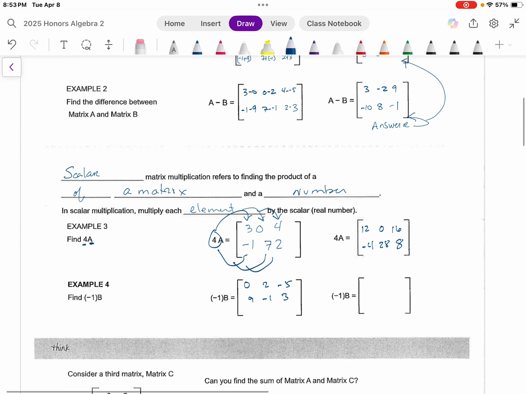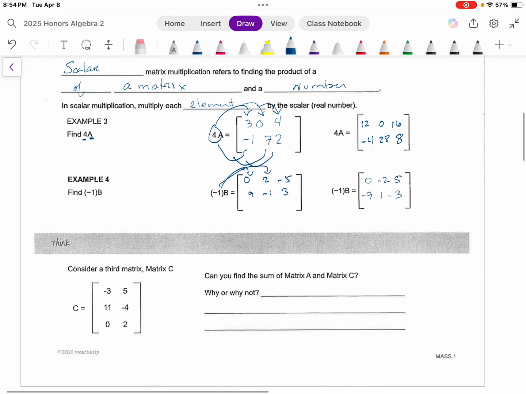All right, so now on this one, I'm multiplying -1 into each element. So 0 times -1 is 0. -1 times 2 is -2. -1 times -5 is 5. -1 times 9 is -9. -1 times -1 is 1. -1 times 3 is -3. So again, scalar multiplication works pretty nice and short and sweet.